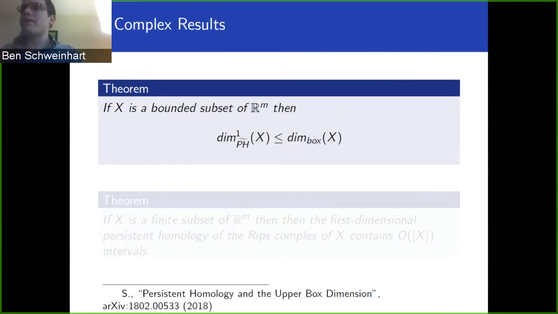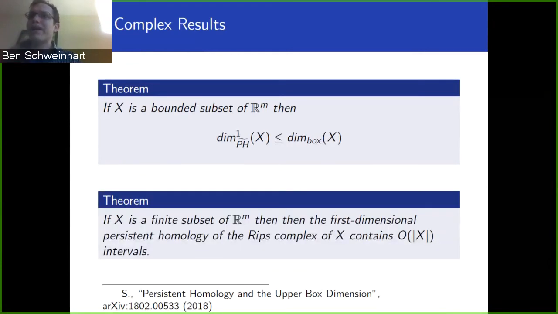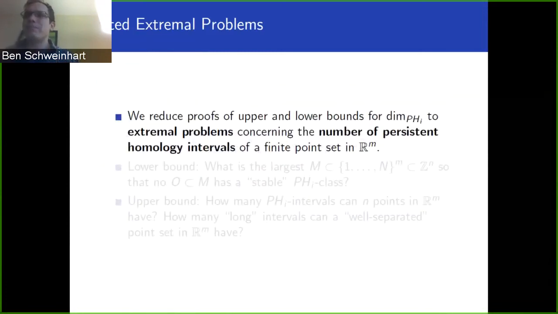And also, very briefly, I wanted to say for the Rips complex, we have a result which doesn't depend on the ambient dimension. It does depend on our thing being a subset of Euclidean space, which is we can show that the one-dimensional Rips persistent homology dimension is bounded above by the box dimension. And this is a corollary of a result which I don't think is in the literature anywhere, but proved that if we have a finite subset of Euclidean space, then we have a linear number of intervals. Okay, so going a little slower than I anticipated, so let's speed up a little bit.